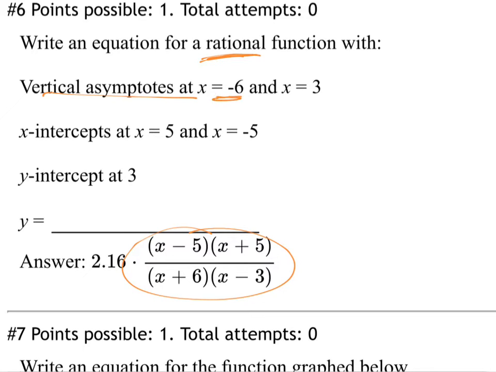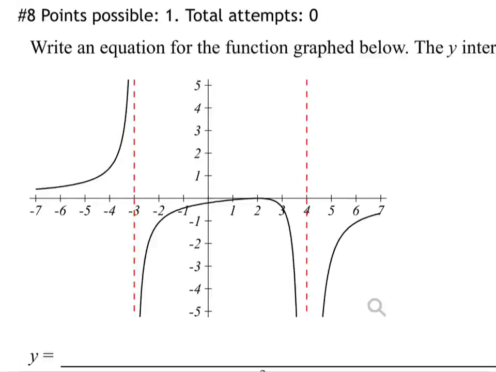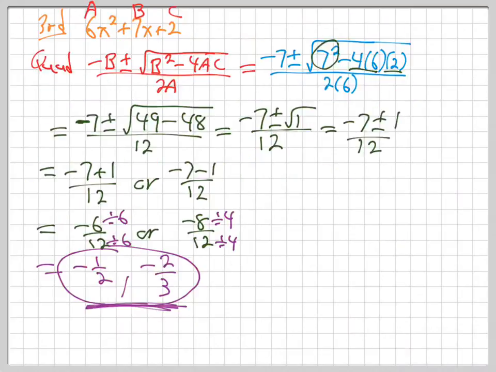Vertical asymptotes at negative 6 and positive 3. X-intercepts at 5 and negative 5. Y-intercept at 3. Okay. So how's all that work? Let's get a fresh place to work here. So for number 6, they're saying vertical asymptotes, x equals minus 6, x equals 3. So those will be vertical asymptotes.